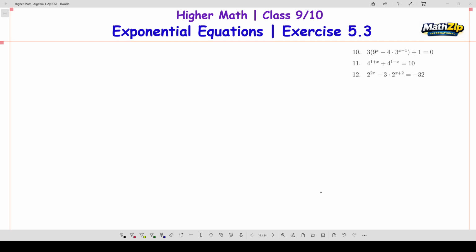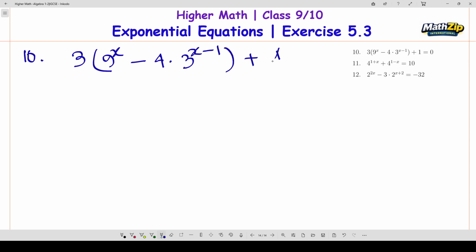Exponential equation exercise 5.3. We are starting question 10. 3 times 9 to the power x minus 4 times 3 to the power x minus 1 plus 1 equals 0. We are going to find out the value of x.